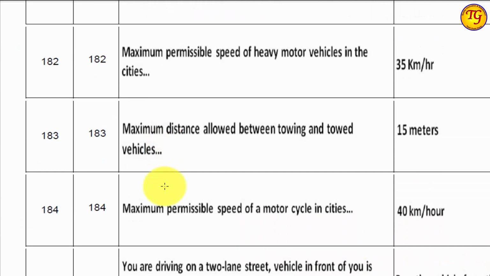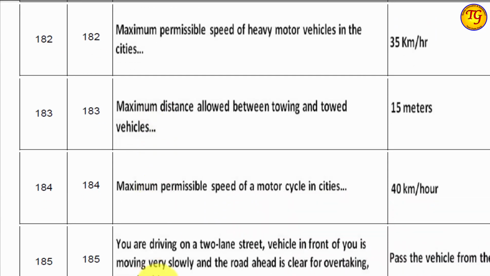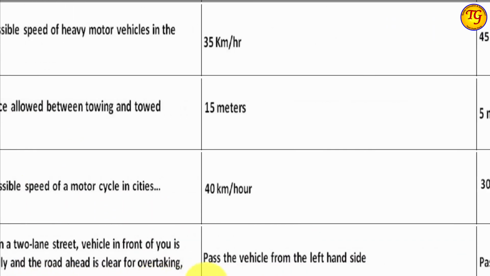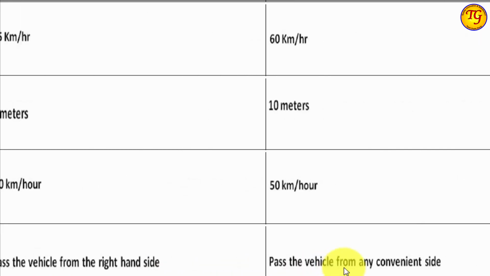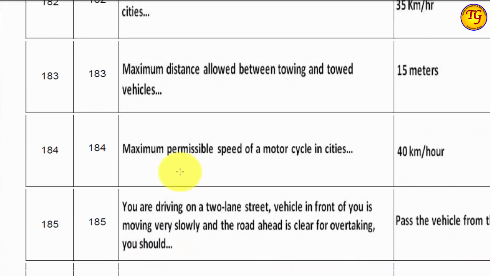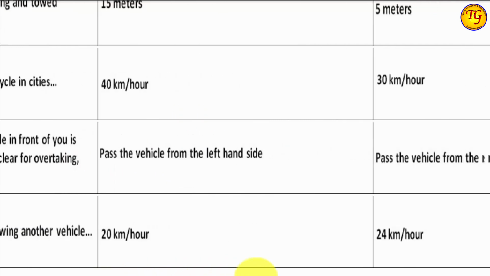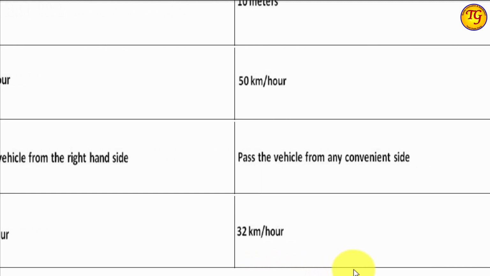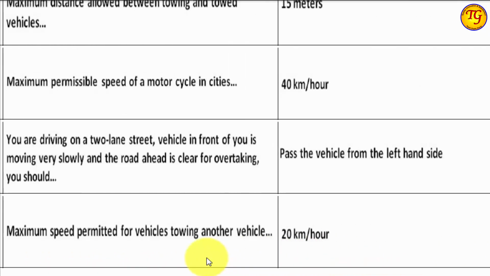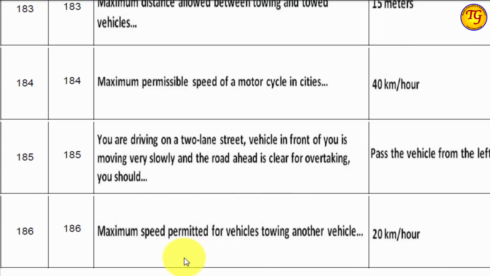So question number 183 says maximum distance allowed between towing and towed vehicles. I think it's maximum 5 meters. Option number 2. So option number 2 is the correct one. 184th question says maximum permissible speed of motorcycle in cities is 40 km per hour, 30 km per hour or 50 km per hour. So I think option number 1 is the correct one. Option number 1 means 40 km per hour, which is the maximum permissible speed of a motorcycle inside the city limit.